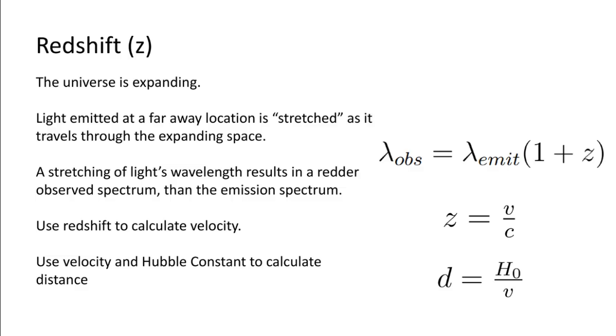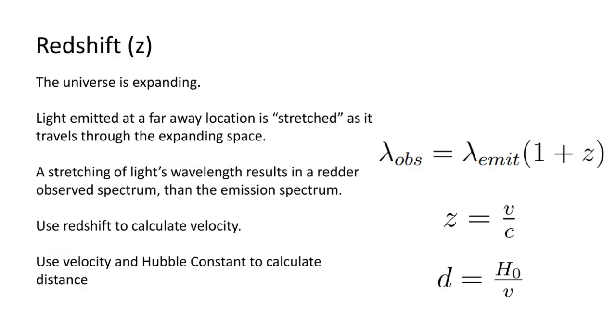So z equals 0 is the current local universe. So your observed wavelength will be equal to your emitted wavelength. But if I set z equal to 1, then 1 plus 1 gives you 2. And so my observed wavelength would be twice as big as my emitted wavelength. So z equals 1 means that the space has expanded basically by a factor of 2 in the time that light has been traveling.